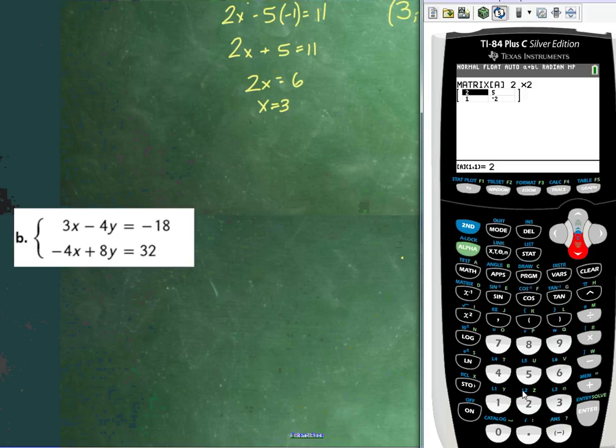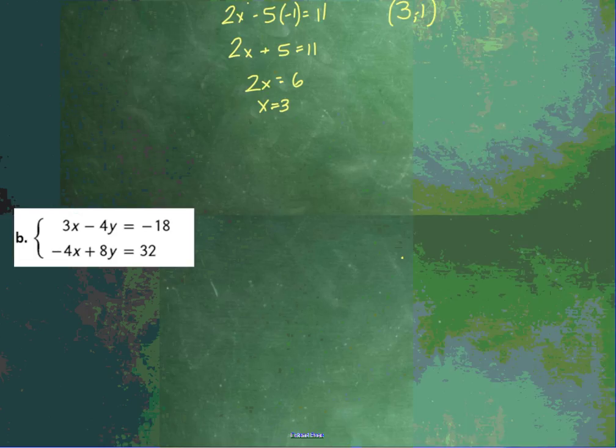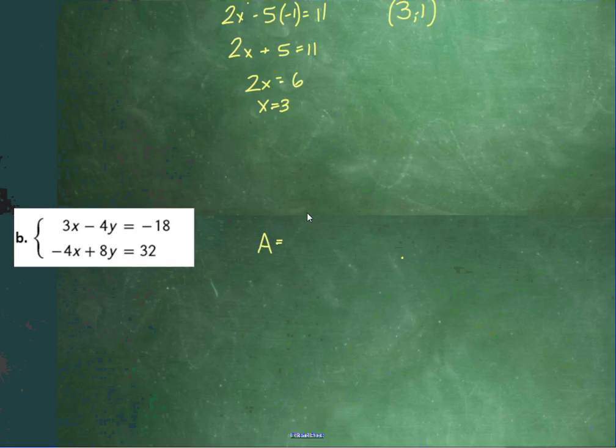And from here, remember, to show me work, all you have to do is write down what matrix A is. Probably should have done this first. And say it's going to go 3, negative 4. That's 3x, negative 4y, and negative 4, 8. And matrix B is going to be my results matrix, or my answer matrix, negative 18 and 32.